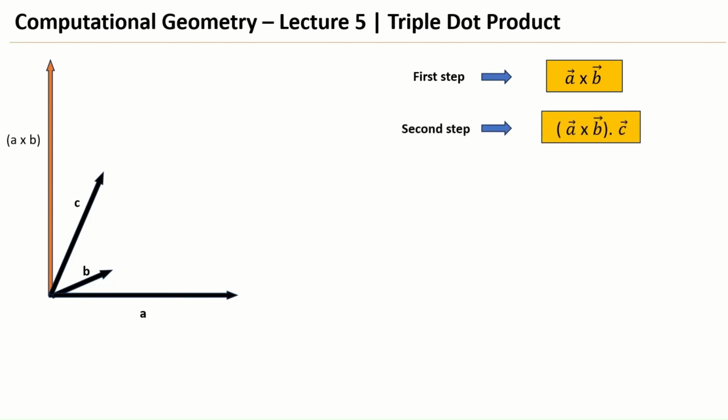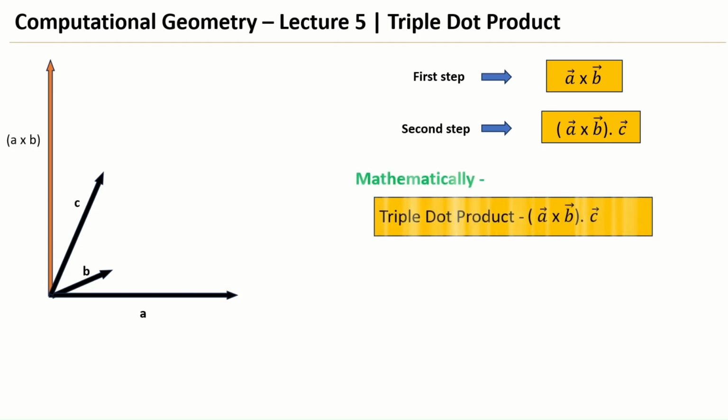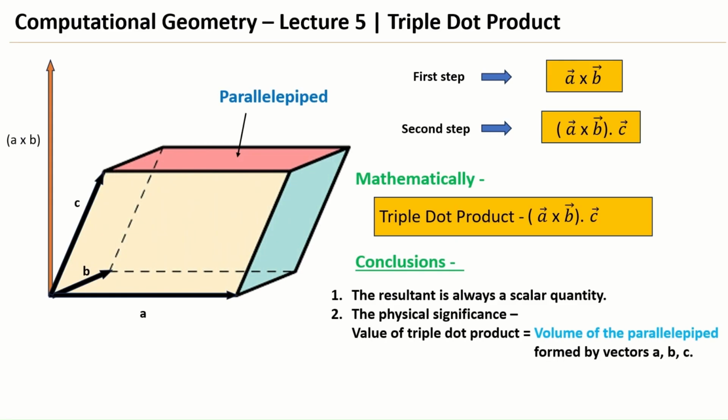Next, we take the dot product of A times B with vector C. So mathematically, the triple dot product is written as (A times B) dot C. Finally, two important conclusions. First, the result of a triple dot product is always a scalar quantity. Second, its physical significance is that it represents the volume formed by vectors A, B, and C.